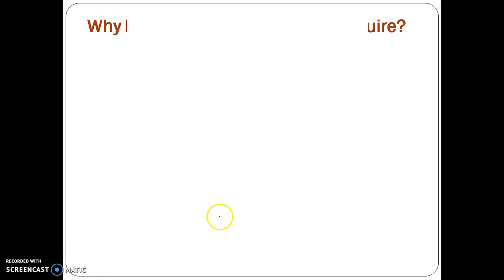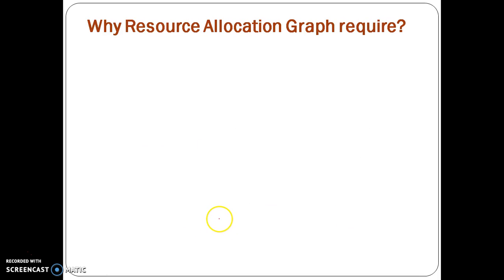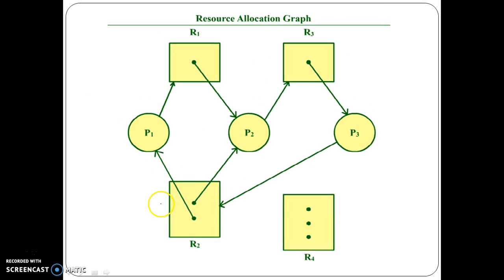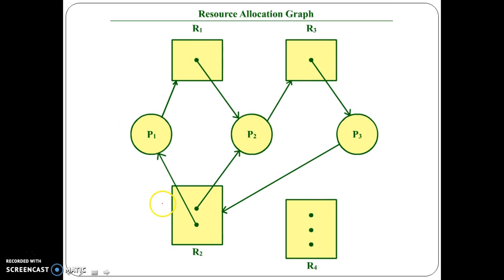Now we are going to see why it is required. Through resource allocation graph, it is possible to check the status of the processes which are part of a deadlock. This is an example of how a resource allocation graph looks like.